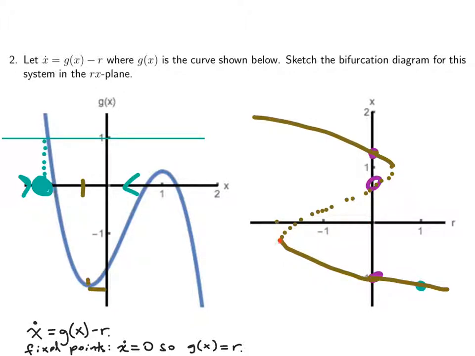So -2, -1/3, I draw it in. I connect this branch up. I connect this branch up. And now, once I erase my scratch work of the green and purple dots, I have the bifurcation diagram. It's showing where the fixed points are for each value of r and what their stability is.